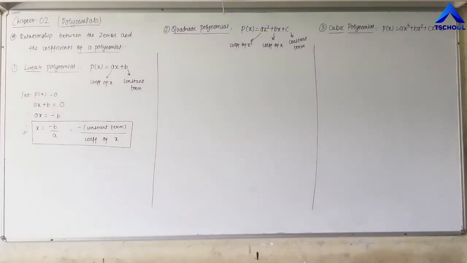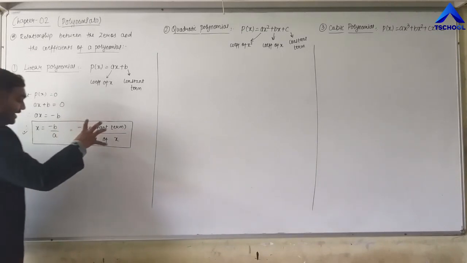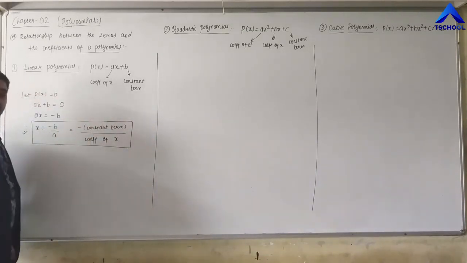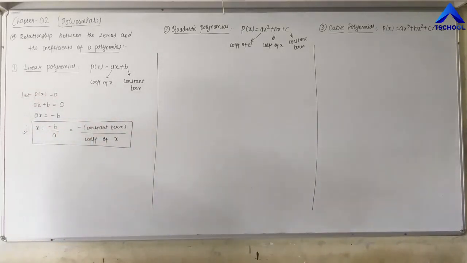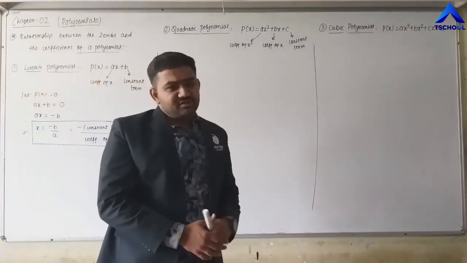Is it good? So for a linear polynomial you can say that the zero is minus p upon a, which is equal to minus of the constant term divided by the coefficient of x. If I directly use this formula, then I shall get directly the zero of the given polynomial.